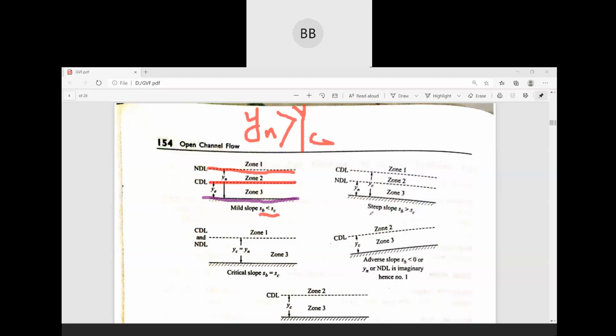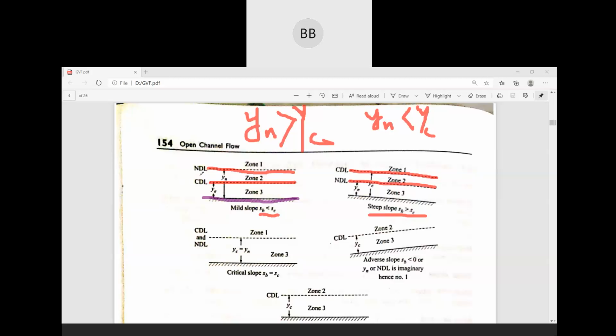Similarly, for steep slope, your bed slope is greater than the critical slope and your yn is less than yc, reverse of what we have studied in mild slope. So that is why normal depth is here, and the critical depth line is above the normal depth line for steep slope.